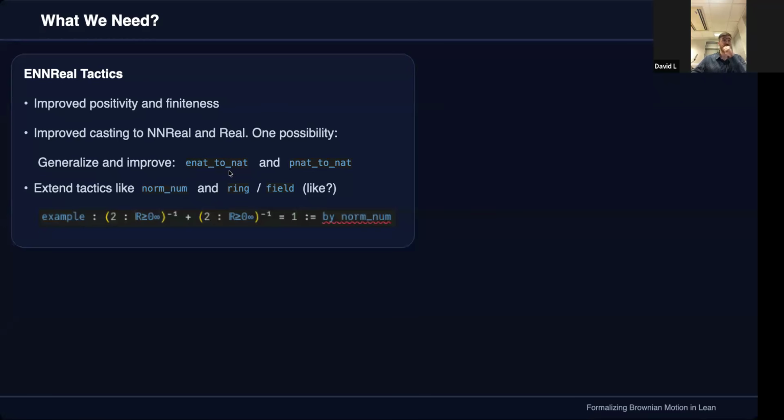Unfortunately, I don't think it would actually be very helpful for this project as is, because it doesn't handle powers, and powers are more complicated because of a few issues. For example, a negative power in NNReal, I guess this might not even apply in this case, but especially in Real, goes to 0, right? Because of junk value, whereas it goes to infinity reasonably when you're in ENNReal.